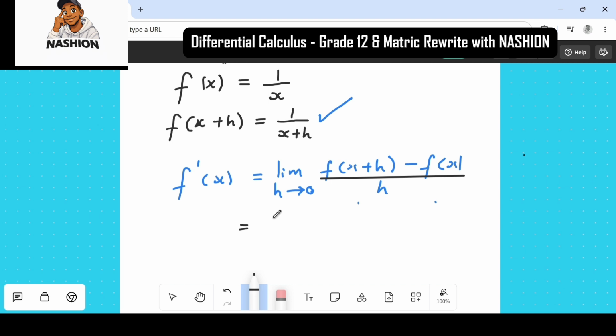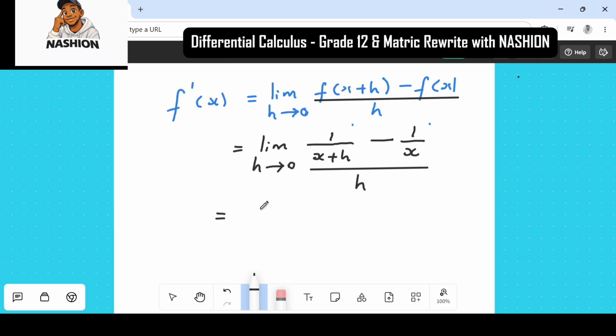So we write limit h approaching 0. f of x plus h now is 1 over x plus h. After that, in the formula, we have minus f of x, and f of x is our original function up there, which is 1 over x, all over h. Then we continue to write limit as h approaches 0.